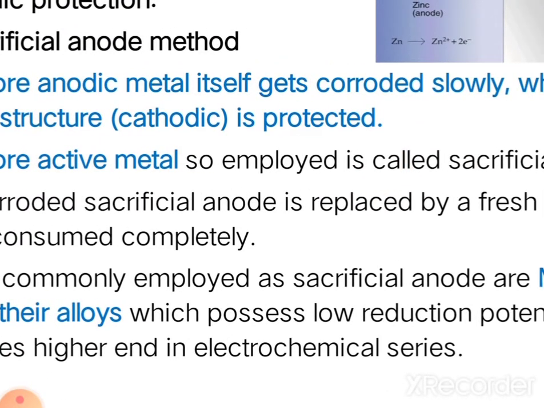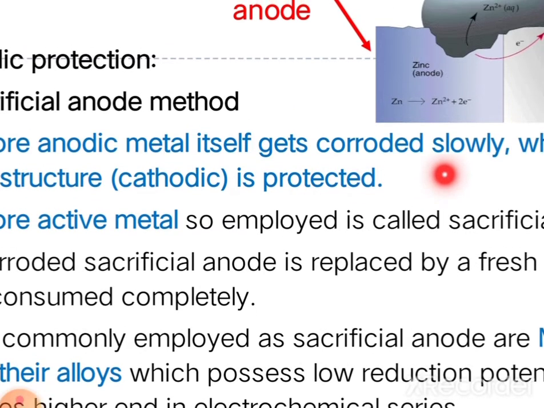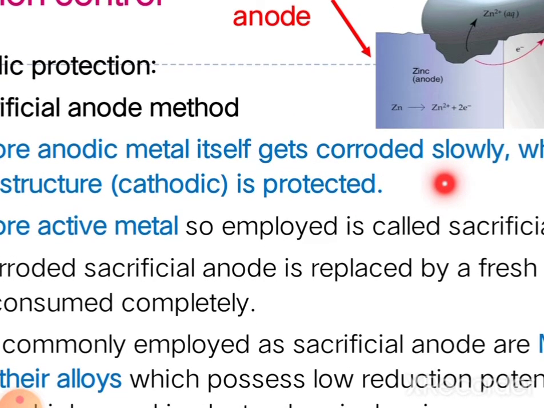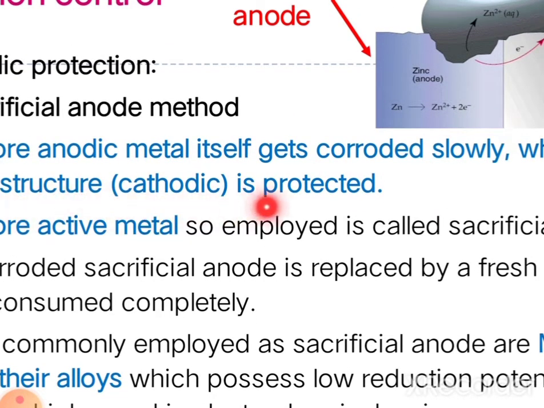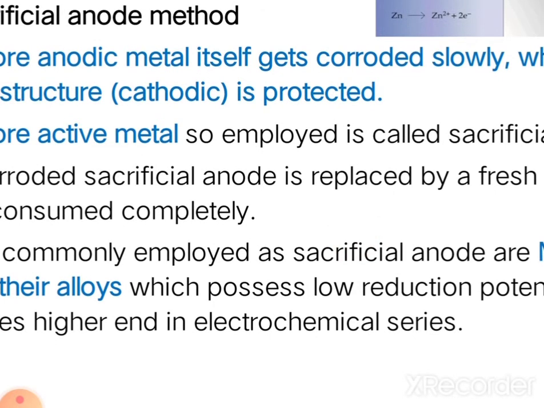So the more anodic metal itself gets corroded slowly, while the parent structure, that is cathodic, is protected. Therefore, the more active metal so employed is called a sacrificial anode. The corroded sacrificial anodes are replaced by fresh ones when they have been consumed completely.